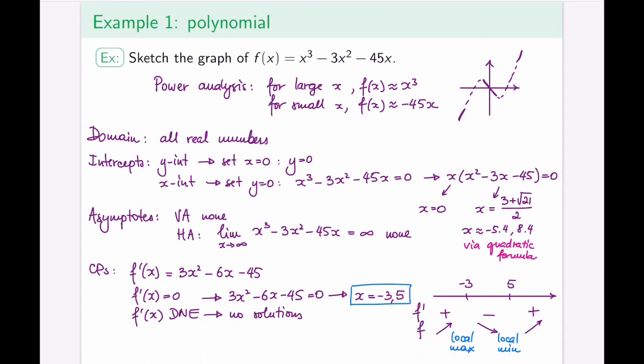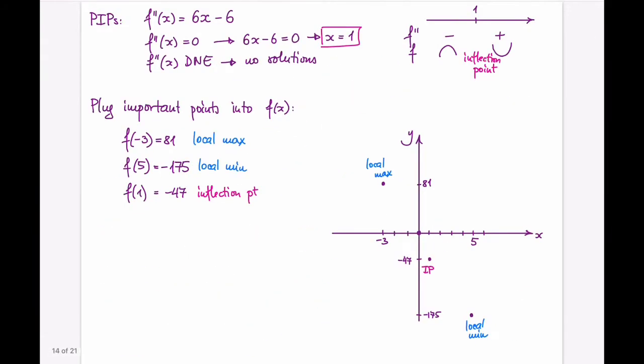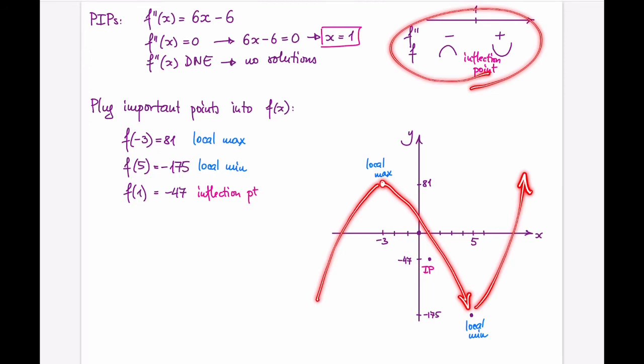I'm supposed to be increasing to local max and then decreasing and then increasing again. So that means I am increasing up to this point. I am then decreasing all the way to local minimum, and then I'm increasing forever afterwards. What the actual shape of the function is, though, is given to me by the second derivative analysis.